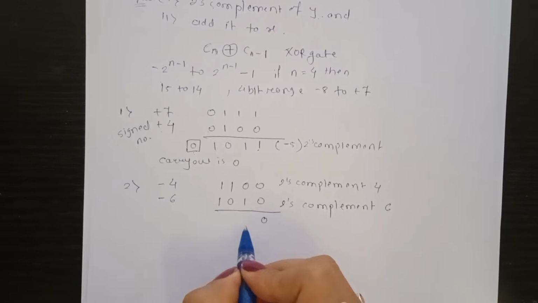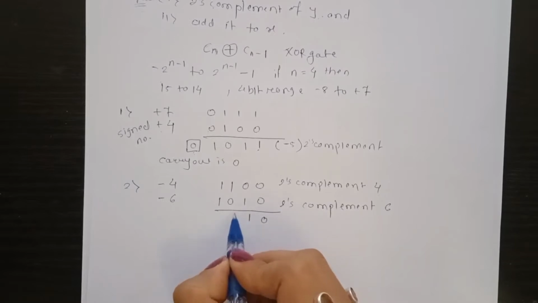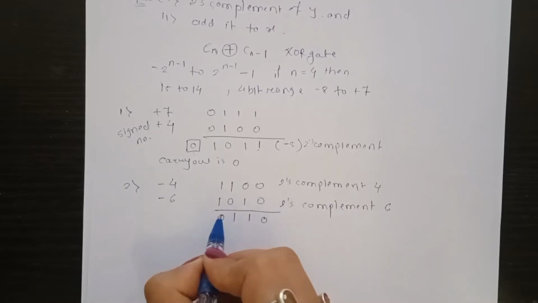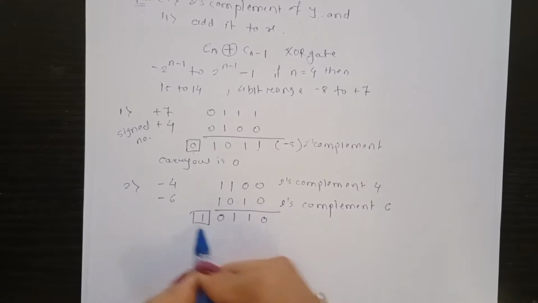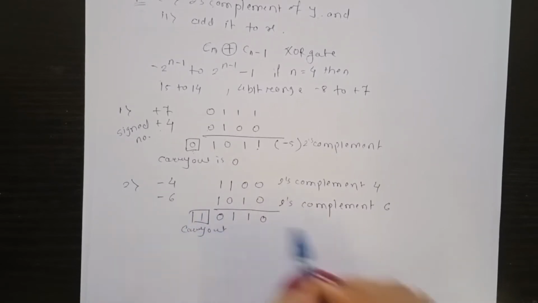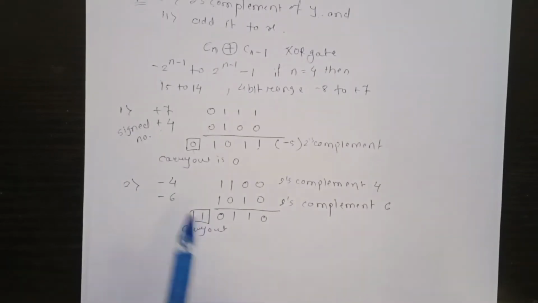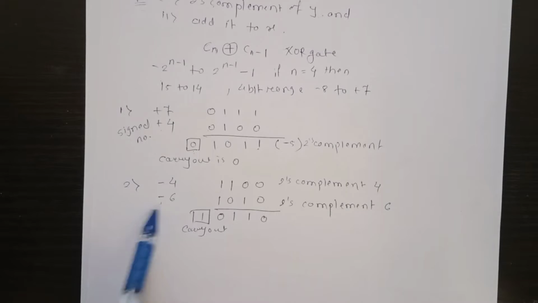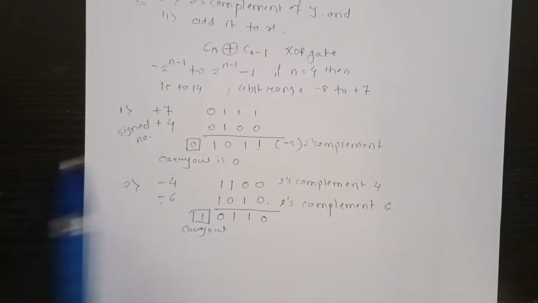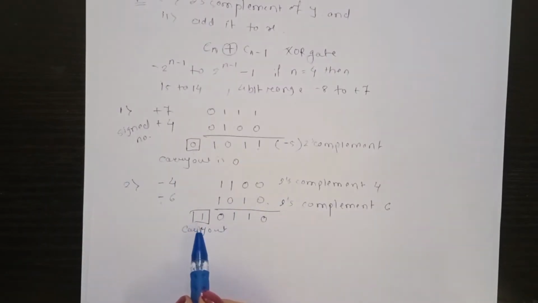Now what is the addition? 0 0 0 0, 1 1 1 0, 1 1 1 0 is 0, and now here the carry out is 1. Now here we are satisfying both the conditions of overflow. That means the sign of the two operands is the same, carry in is 0, and carry out is 1. That means the sign of input carry and sign of output carry is different. That means here overflow is occurring.